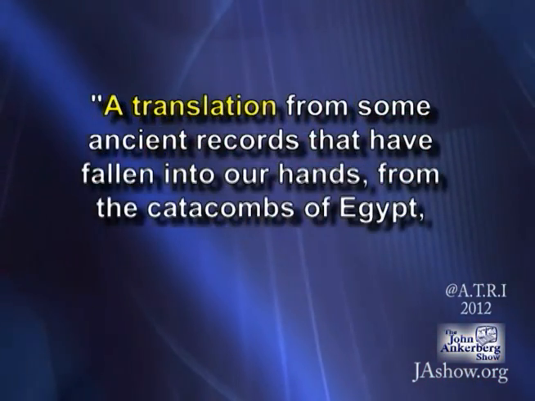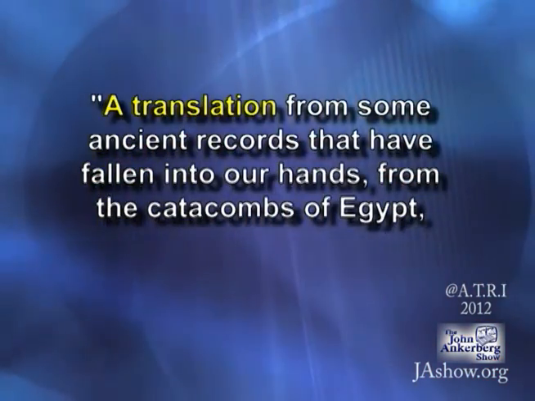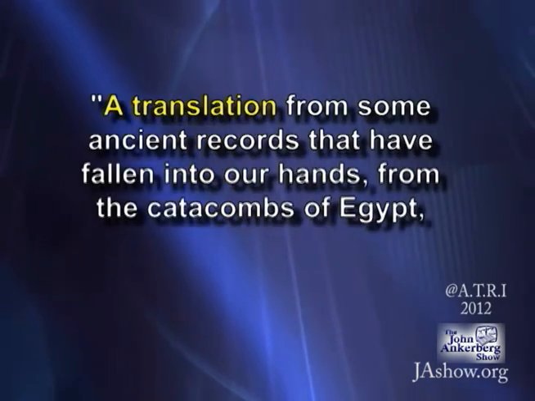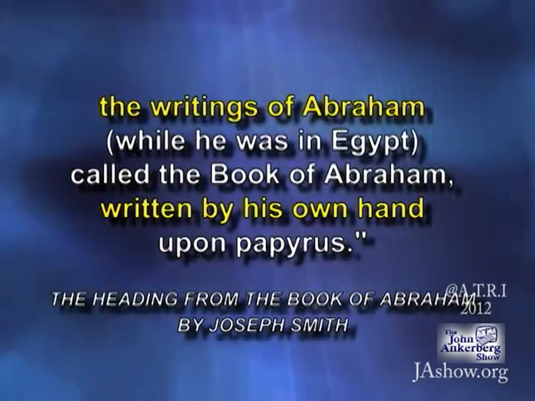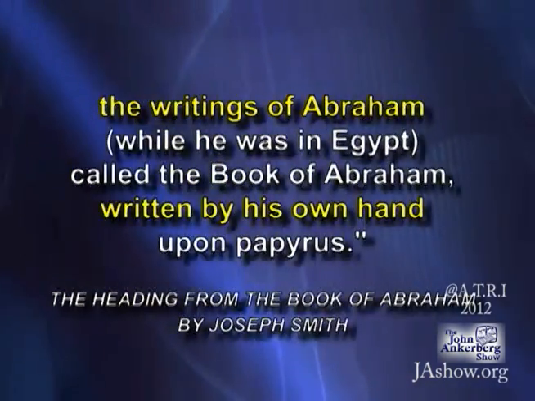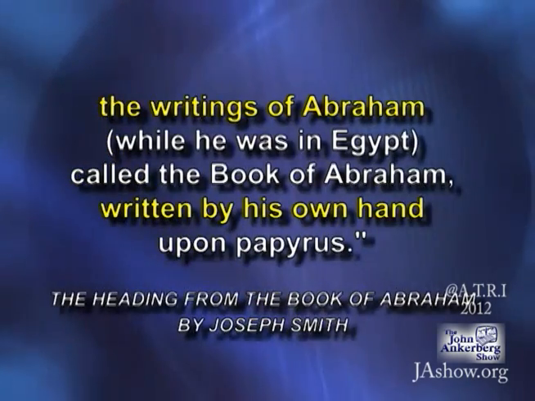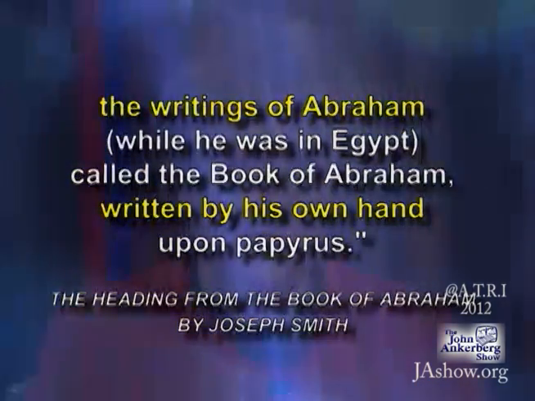But the heading of the Book of Abraham itself says, a translation from some ancient records that have fallen into our hands from the catacombs of Egypt, the writings of Abraham while he was in Egypt, called the Book of Abraham, written by his own hand upon papyrus. So it makes a specific claim, not just a revelation, a translation of these documents.